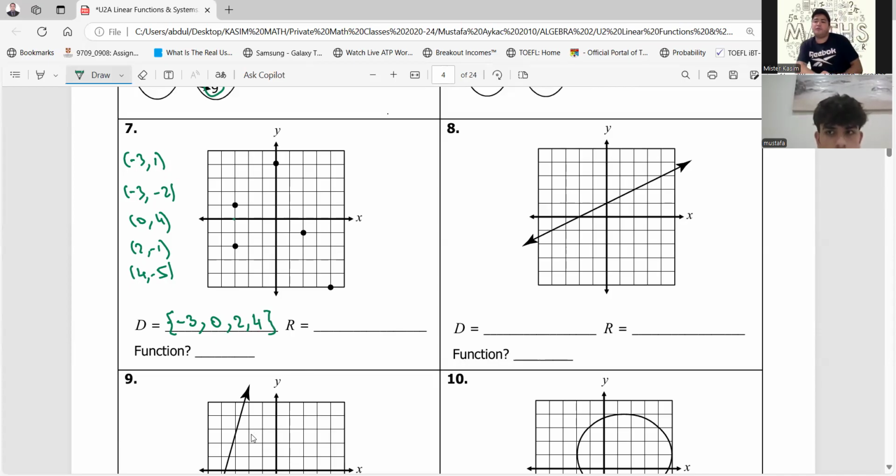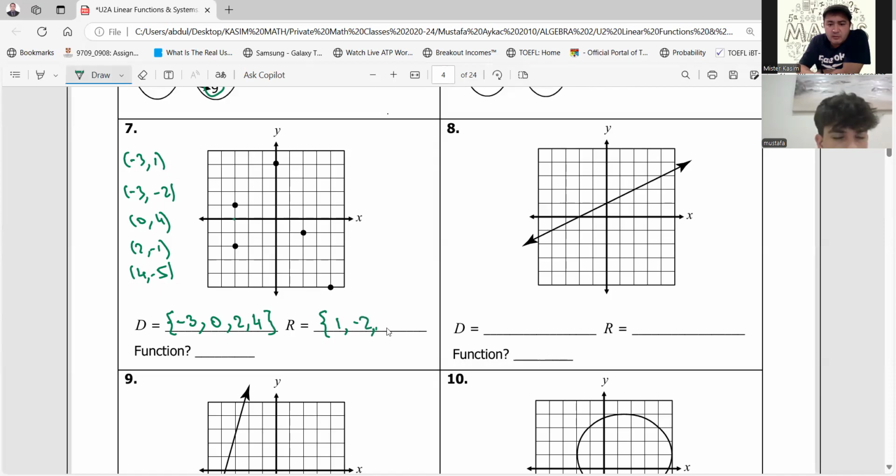These are the x values, because every point can be represented by an ordered pair of numbers. And how about the range? Can you tell me the range now? It is 1, -2, 4, -1, and -5, right? Okay. Is it a function? No. Why? Because it fails the vertical line test. If I draw a vertical line here, it passes through two different points. That's why it does not represent a function.